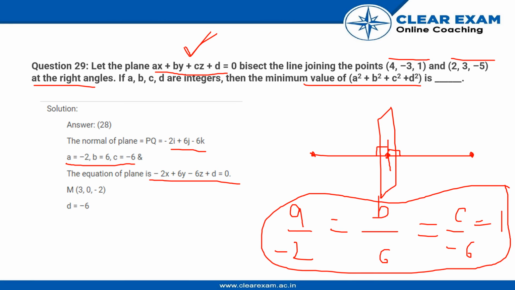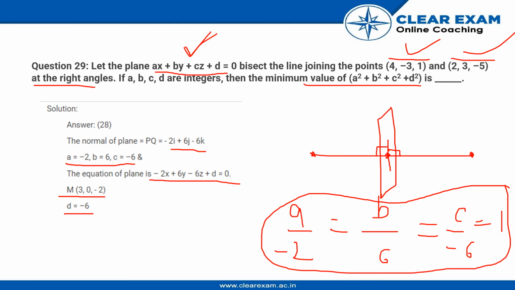Also it is said that it bisects the line joining these 2 points. So what we do is we find out the midpoint of the points given, we put in the values of x, y and z in the equation and get the value of d to be -6.